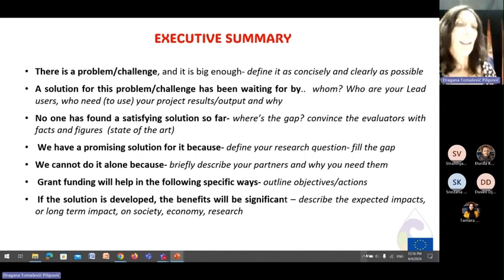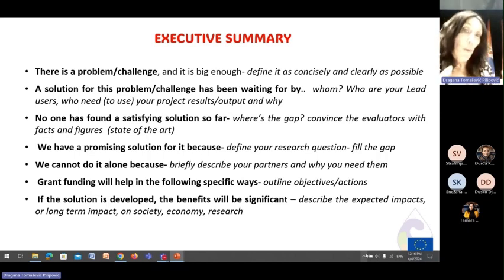A solution for this problem has been waiting for a long time. There are people out there that are waiting for this solution that you are proposing, of course, so you have to define who they are. No one so far has found anything to solve the problem, to tackle the challenge. And by chance, you have the right solution. So you present your solution in the most complete and interesting way.